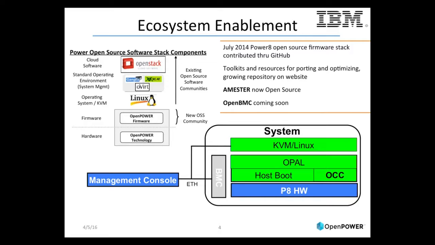I announced last year at this conference that we'd open source the OCC. And so I'm going to talk about that a little bit more. And then there's something new called Aimster. It's a tool that you can use to do detailed profiling of your system. You can get in and analyze the power and performance profile. And so that has now been open sourced as well. And so you have the ability to do much more detailed analysis.